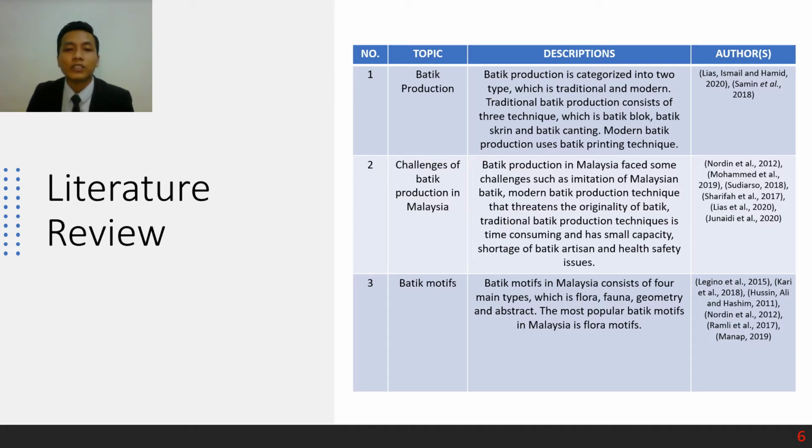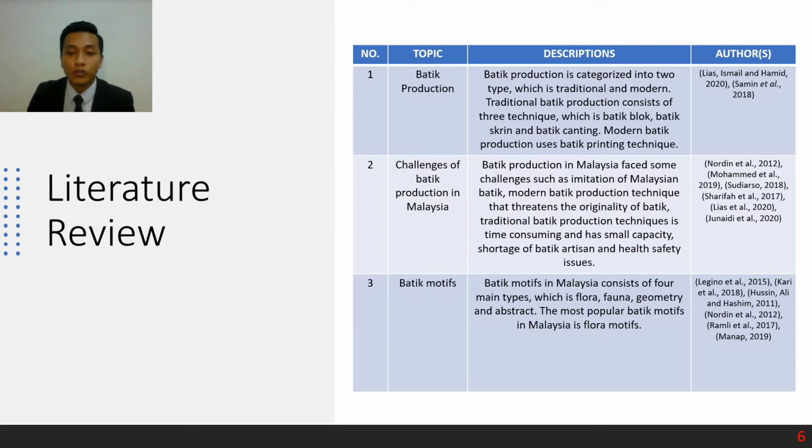The next topic is the challenges of batik production in Malaysia. Batik production in Malaysia faces some challenges such as imitation of Malaysian batik, modern batik production technique that threatens the originality of batik, traditional batik production technique that is time-consuming and has small capacity, shortage of batik artisans, and health safety issues.